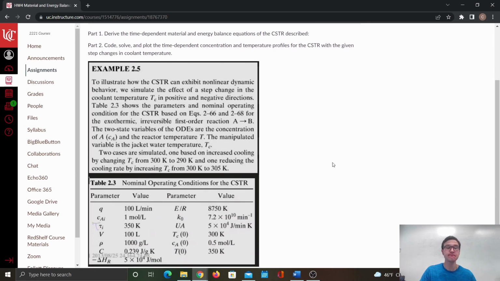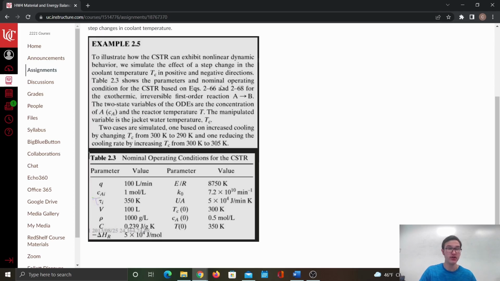described. Now, there is an example underneath here that says to illustrate how the CSTR can exhibit nonlinear dynamic behavior, we simulate the effect of a step change in the coolant temperature Tc in positive and negative directions. Table 2.3, which is shown below here, shows the parameters and nominal operating condition for the CSTR based on some equations for the exothermic, irreversible, first-order reaction A to B, which is a chemical reaction. The two state variables of the ODEs are the concentration of A, Ca, and the reactor temperature T. The manipulated variable is the jacket water temperature Tc.